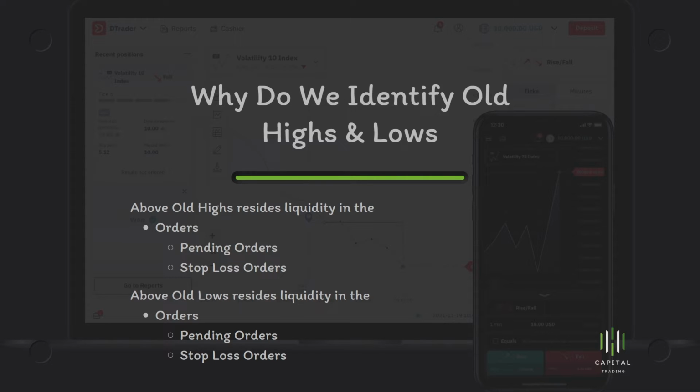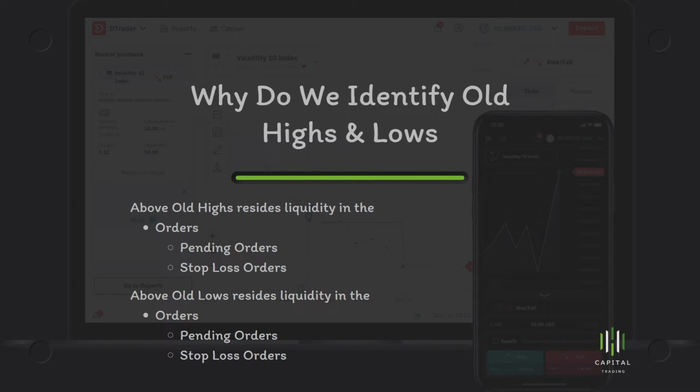And the same thing for old lows. Under old lows, we are going to find liquidity in the form of orders, pending orders, and stop loss orders. So with that said, old highs and lows can be used mainly for three purposes. First one is we can use them for buyers, entries, and exits, right?